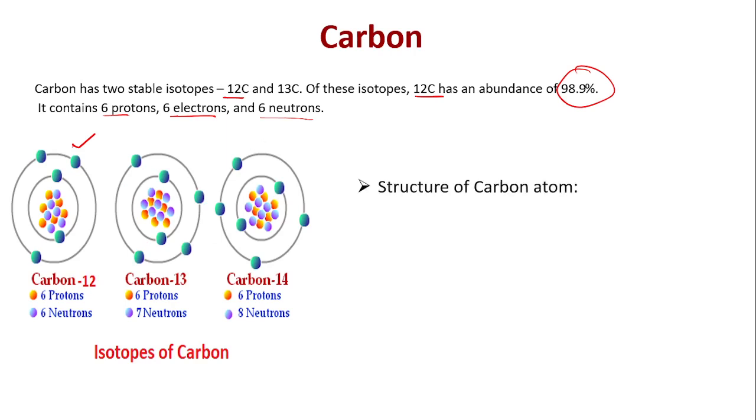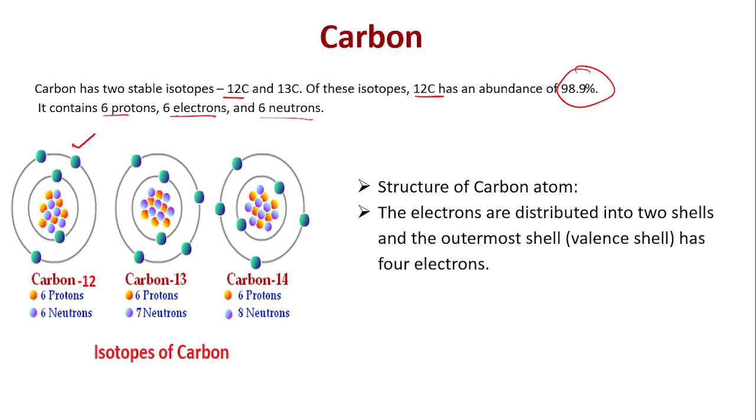Okay, so on the structure of the carbon atom, you need to understand that the electrons are distributed into 2 shells, and the outermost shell has 4 electrons. I'm interested in this part. This is the reason why carbon can form a maximum of 4 bonds. A maximum of 4 bonds.